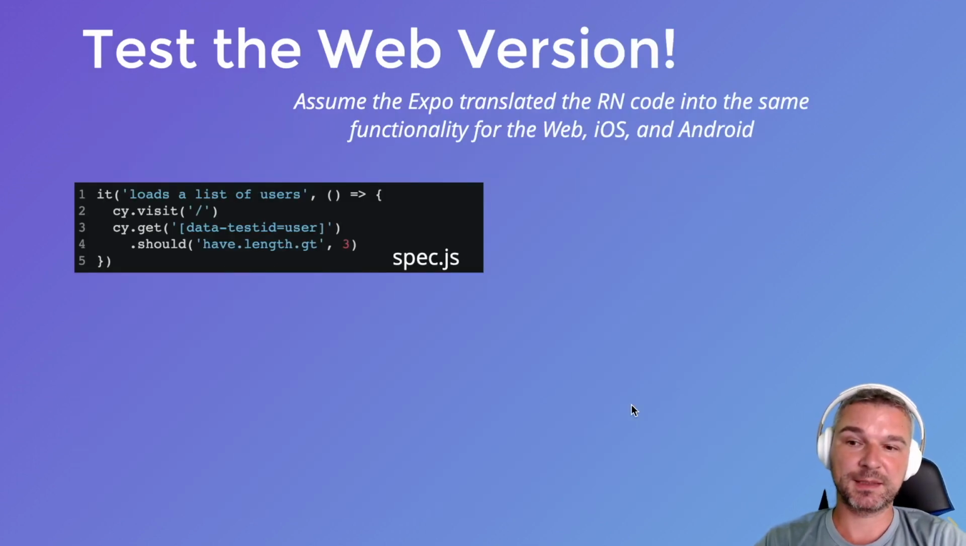Now let's write a test. This is a very simple Cypress test. I'm going to visit the URL and I'm going to look for elements with data test attributes equals user and make sure that there are more than 3 items there.